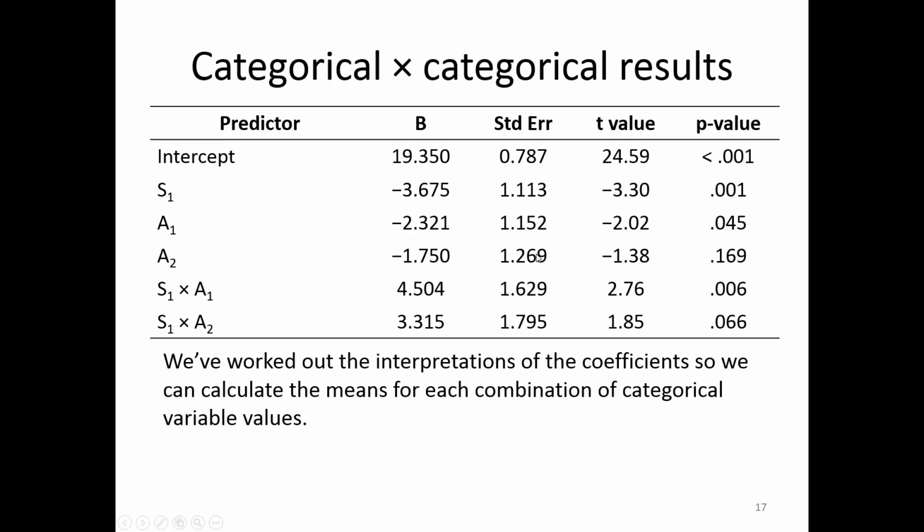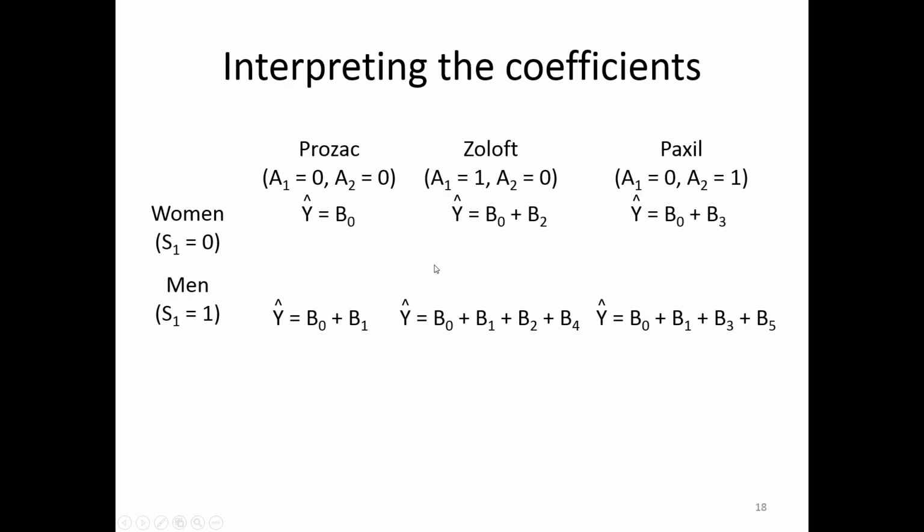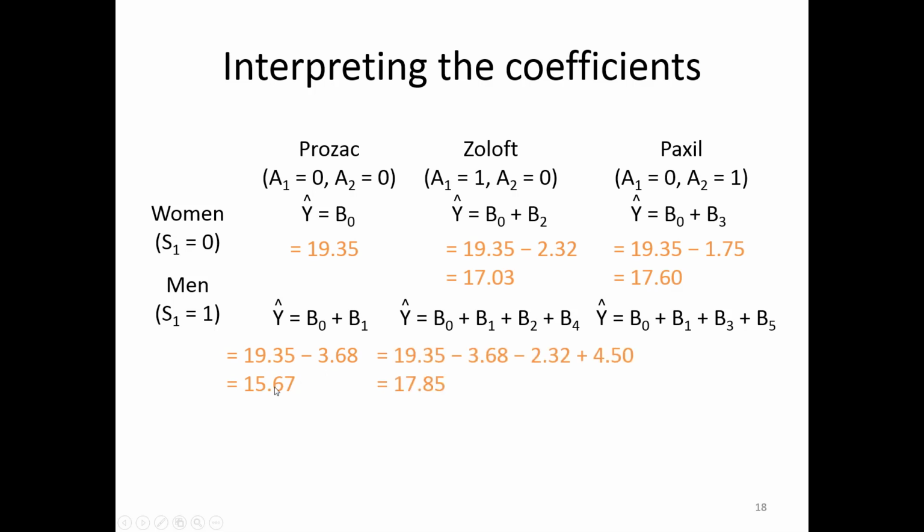So if we go back and look, this is B1, this is B2 right here. It's negative, so negative 2.231, so that equals 17.03. And then for Paxil, we subtract coefficient B3, and we get a predicted depression score of 17.6. And then for men, we take the intercept and then subtract the B1 coefficient for sex. And so that gives us the predicted depression score for men taking Prozac.